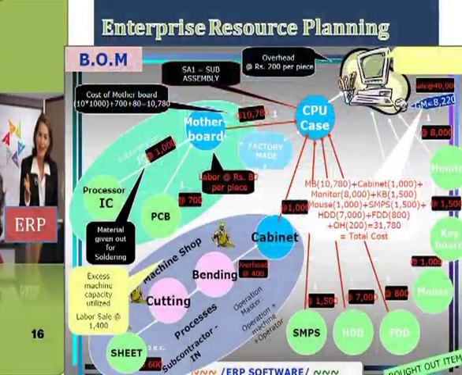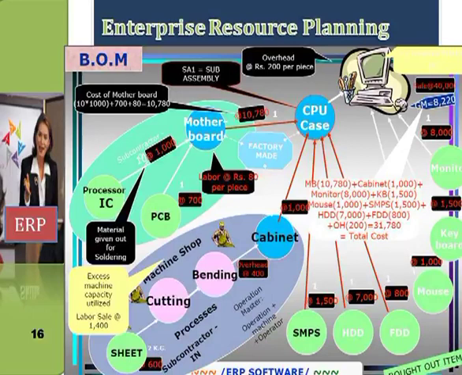The main IC processor, PCB, small PCB, the costing is also given over here. The cost of the material and the cost of the labor are totally combined, and then you can come to the next assembly. This assembly will be assembled into the CPU case.